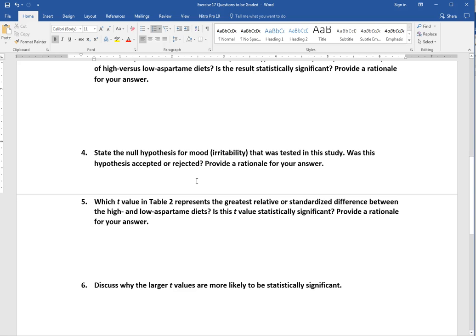Are we going to reject that hypothesis or fail to reject that hypothesis? And you will do that based on your comparison of the p-value to the significance level. So review the lecture slides on significance and also on hypothesis testing if you're confused about how to answer these two questions.